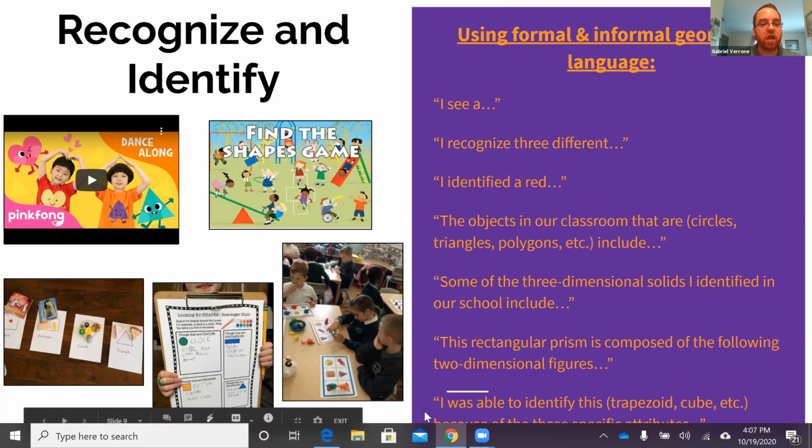So again, these are not all inclusive, right? But these are just some models that you can use for children as you are getting them to combine an activity with intentional use of language.